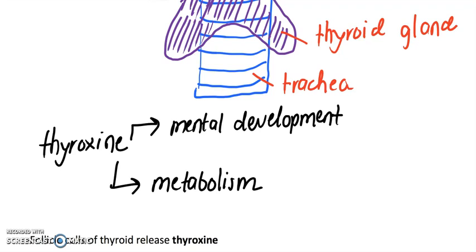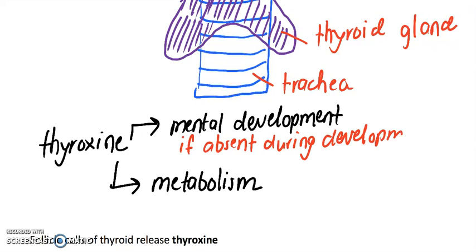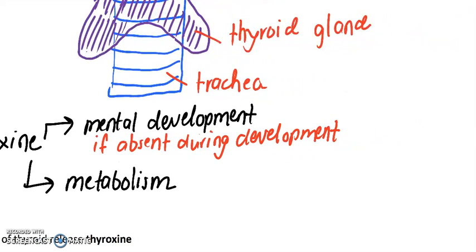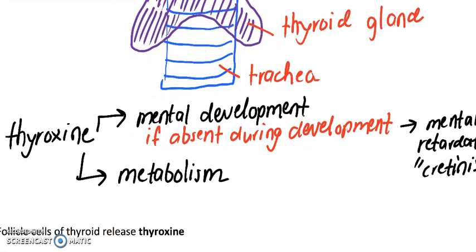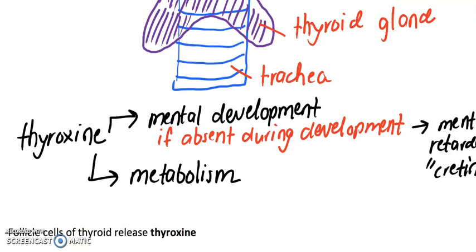So if this hormone is absent during your young development, it will lead to mental retardation, so stunted growth. We would call this condition cretinism. Okay, now let's discuss more about the metabolic part of thyroxine, especially if you have too much or not enough of this hormone floating around.